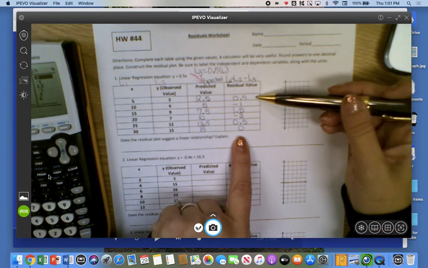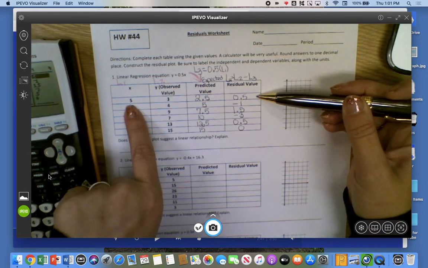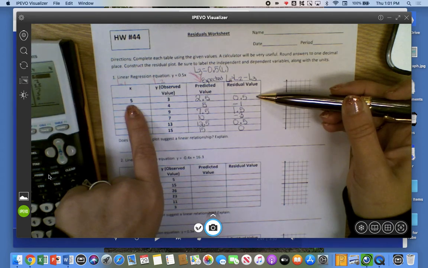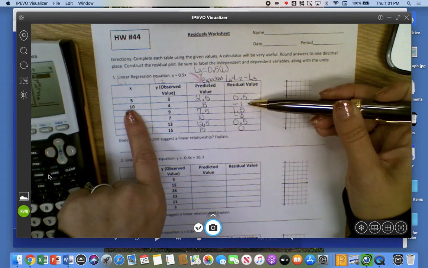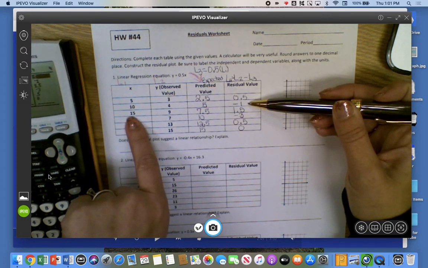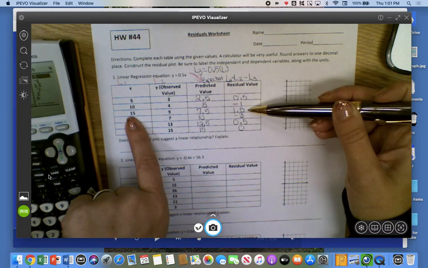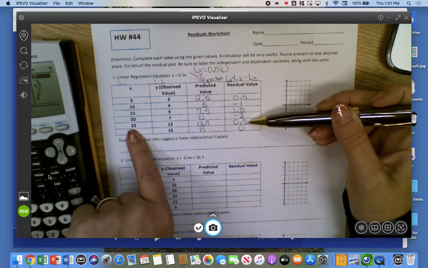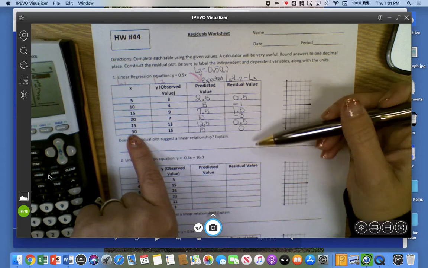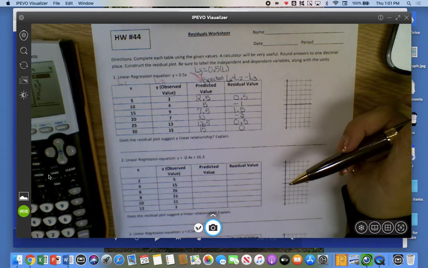This is telling you that when x is 5, we're 0.5 above the trend line. When x equals 10, we are -1 below the trend line. When x is 15, we are 1.5 above. At 20, we're -3 below. At 25, we're 0.5 above. And when x is 30, we are actually right on the line.